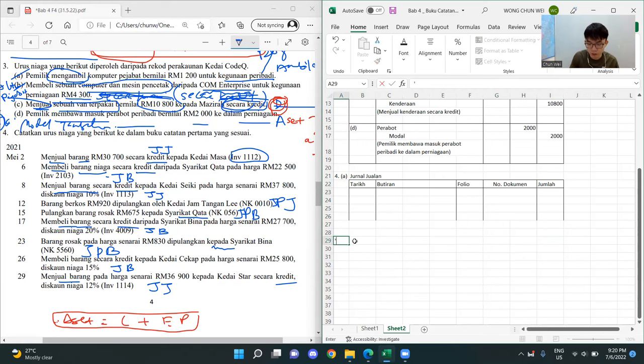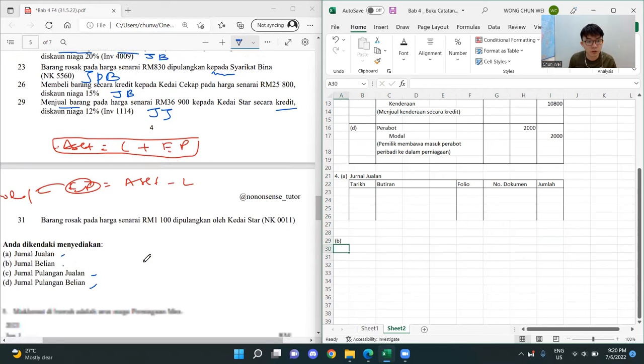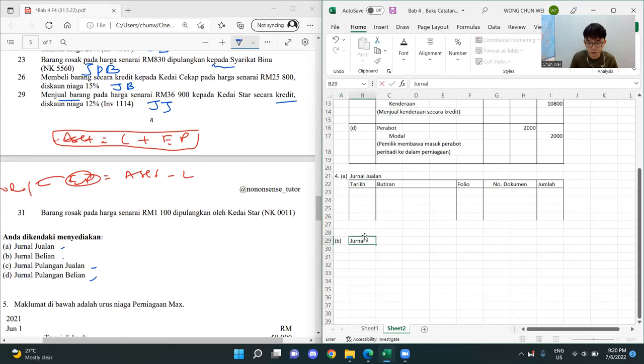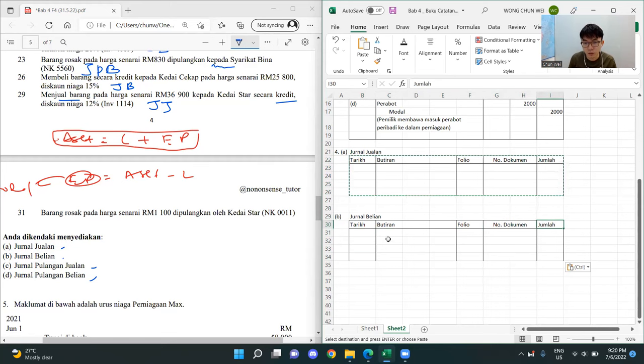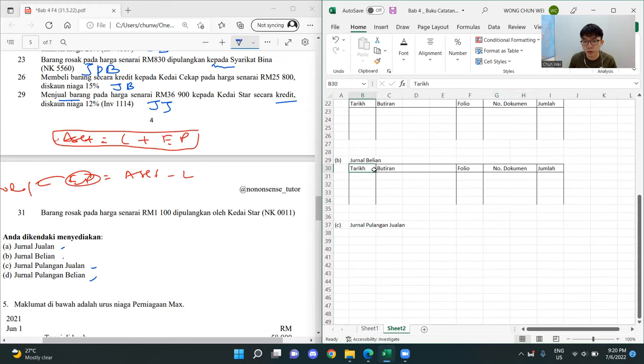And then do the B. The B is what? Jurnal belian. Okay. So jurnal belian. And draw the same thing. All right. Tarikh, butiran, folio, nombor document, jumlah. So again, after your tarikh, 1, 2, 3, 4, 5, 6. Okay, then you go to the C. Jurnal pulangan jualan. Because the question already given you the list, right? A, B, C, D, and A must be joined, so you follow, you equal. Okay, you don't go and change it yourself.